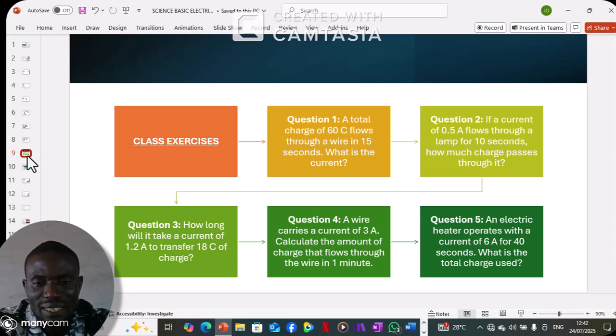In number 4, you are given I, that is current, and you have to calculate Q in 1 minute. 1 minute is 60 seconds. You are given time. You have to calculate Q. And number 5, you are given current, and also you are given time. You have to calculate Q. It's very simple. You have the formula with you.